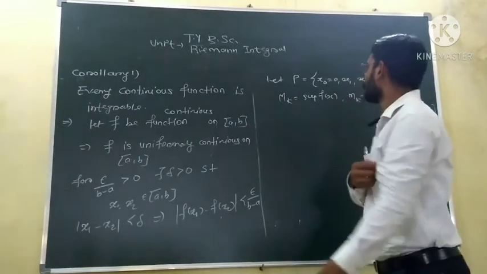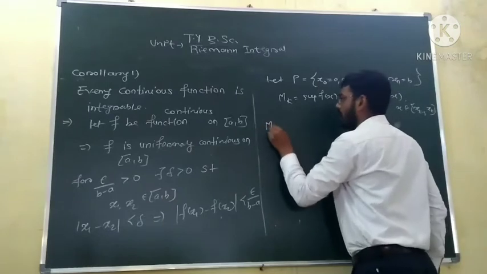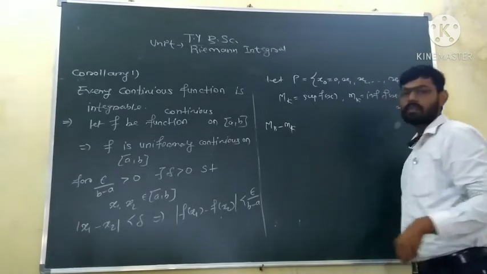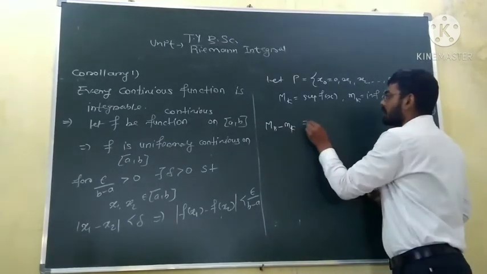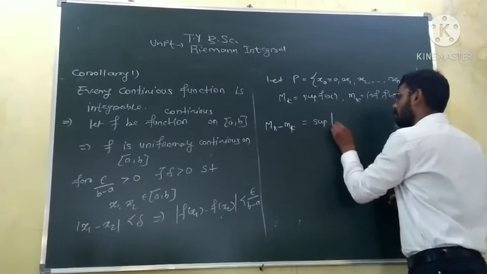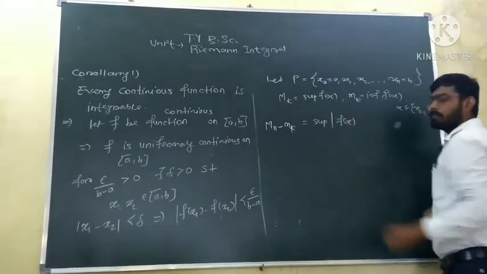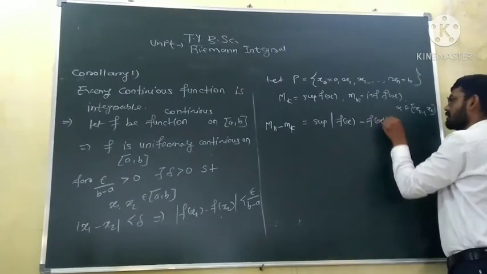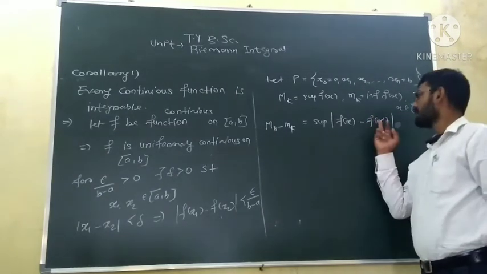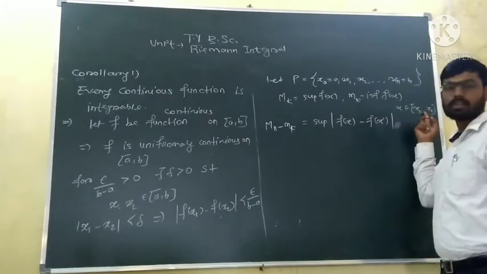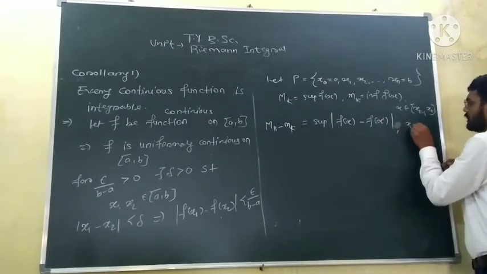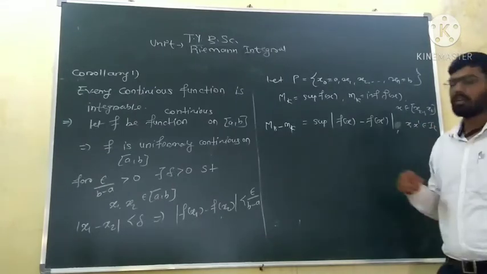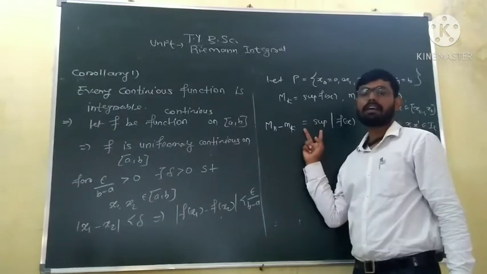Now we know the difference between capital M_k and small m_k, that is, the supremum and infimum on the kth interval, is nothing but the supremum of the modulus of f(x) minus f(x'), where x and x' belong to the kth subinterval I_k. We already went through this identity.